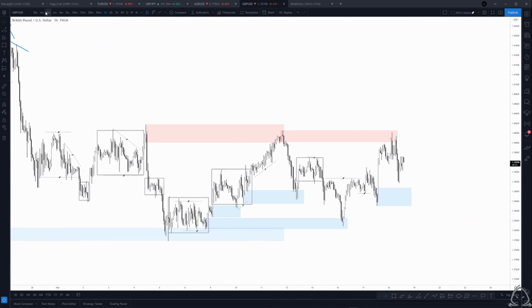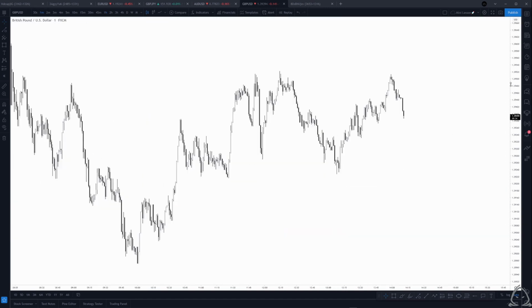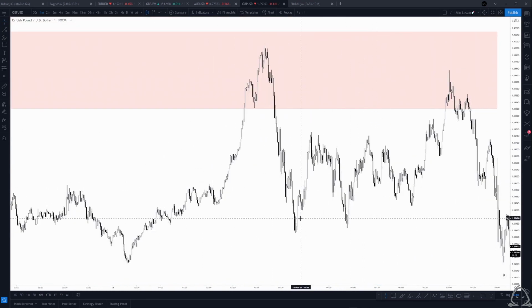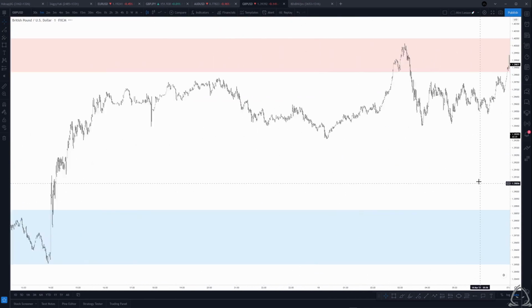Just start marking it out. It can be on the 1-minute chart, it can be the 1 hour, the 4 hour, the daily. It's all going to work. It's all going to show you the same thing, because at the end of the day, price is fractal, and what you're going to see happening on the lower time frame, you're going to start to see happening on the higher time frames as well.